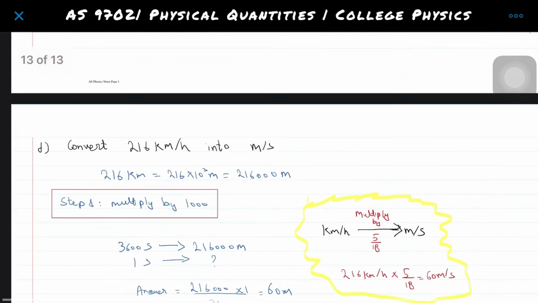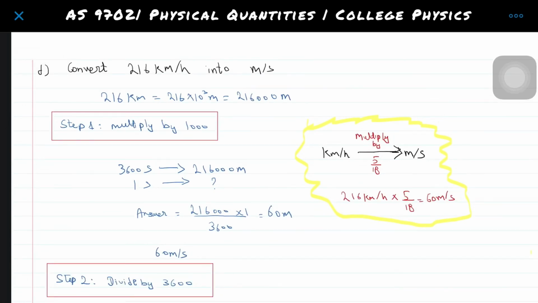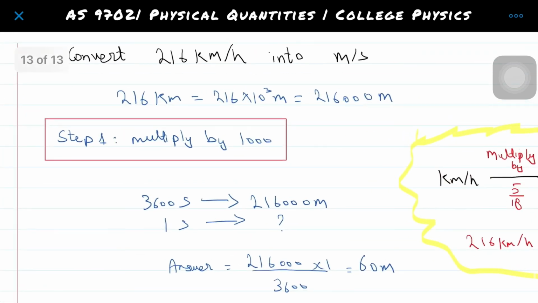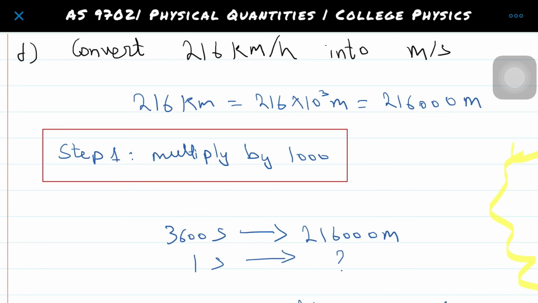Moving on to the second conversion, which was we had to convert 216 kilometer per hour into meter per second. So how do we do that? We know that 216 kilometer would be equal to 216 into 10 raised to the power 3 meter. Why? Because the kilo represents 10 raised to the power 3, so it would become 216 into 10 raised to the power 3 meter. So that is basically 216,000 meter, right? So the first step was multiplying the 216 by 1000 in order to convert the kilometer to meter.